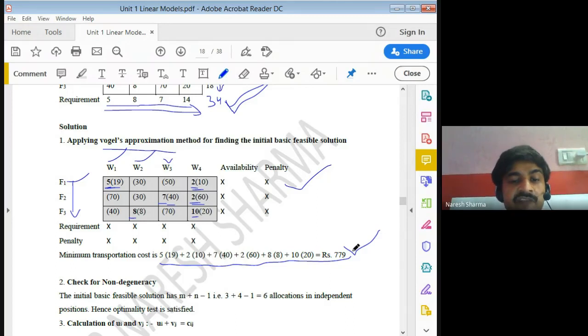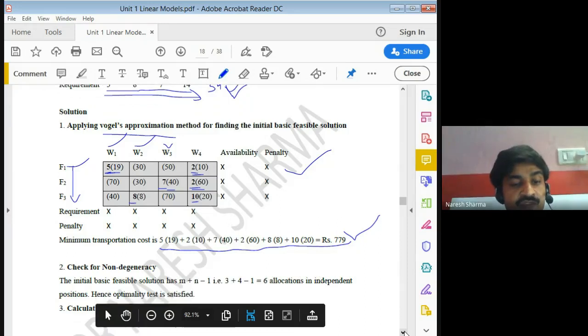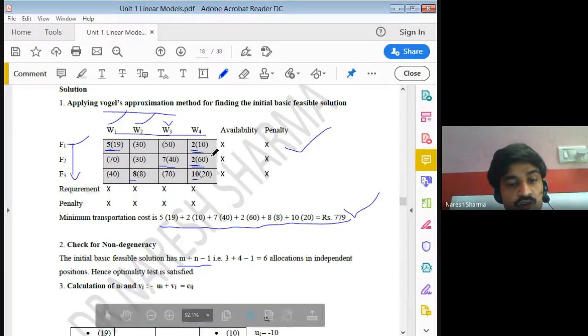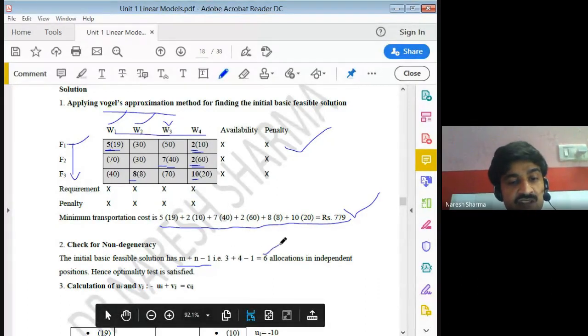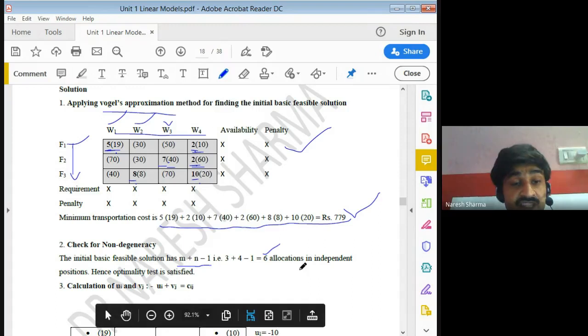Now after finding this, you check the node degeneracy here. So we have two conditions. One is your number of rows plus number of columns minus 1 should be the total allocation. If you count, m is your number of rows, which is 3, and the number of columns is 4, so it is 3 plus 4, 7, minus 1 is 6. Now we check the allocation. We have allocations 1, 2, 3, 4, 5, and 6. So we also have 6 allocations. So the first condition is satisfied.